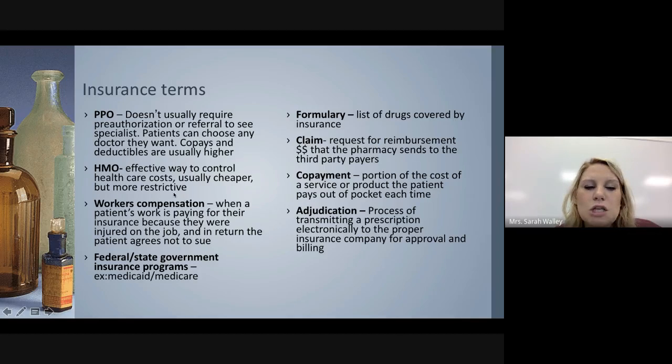HMOs are usually cheaper monthly, but they're more restrictive with who you can see. So I've been on both plans before. HMOs really suck because when I was on an HMO, I had to go to only like one hospital, one doctor. Like, it was really selective about where I could go.